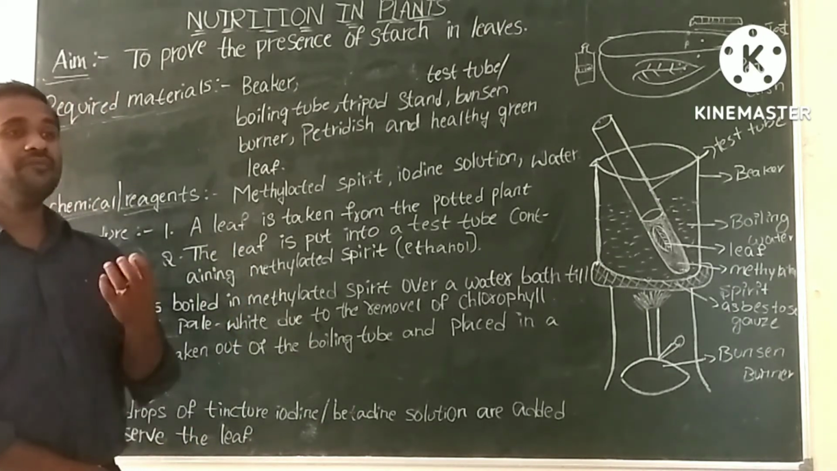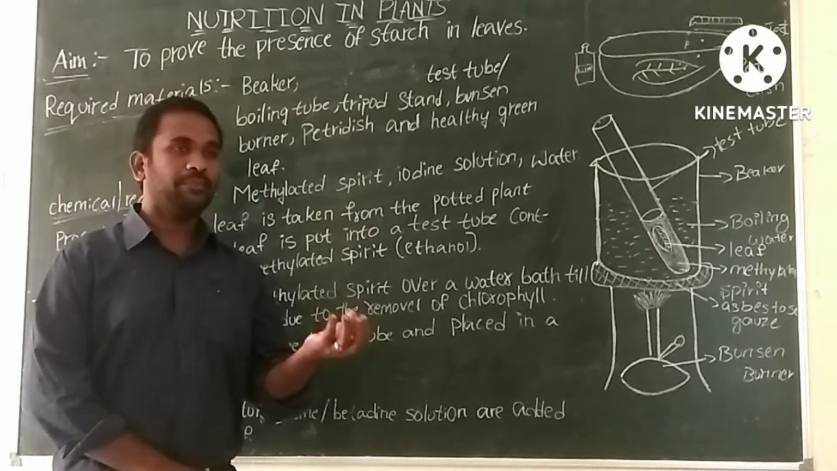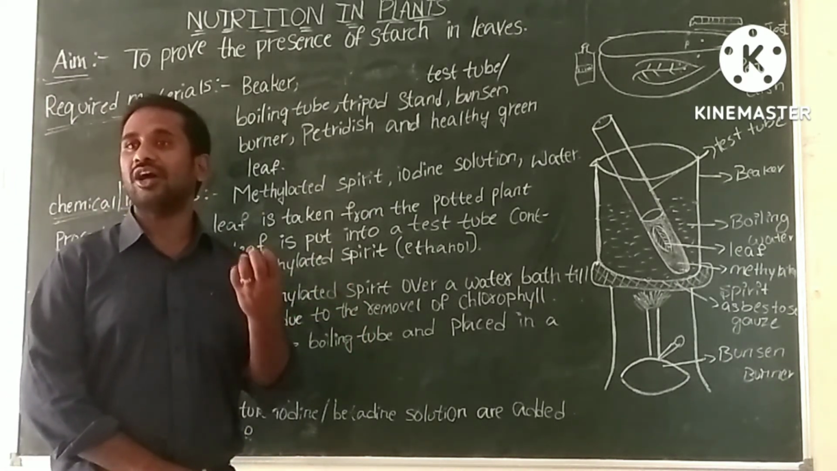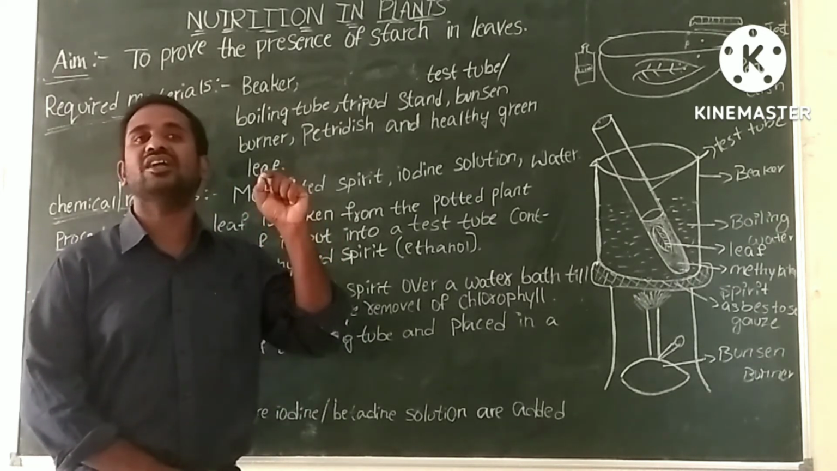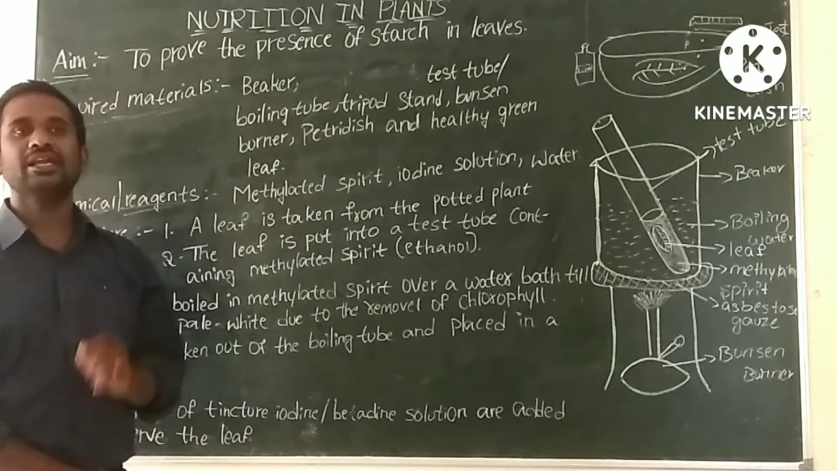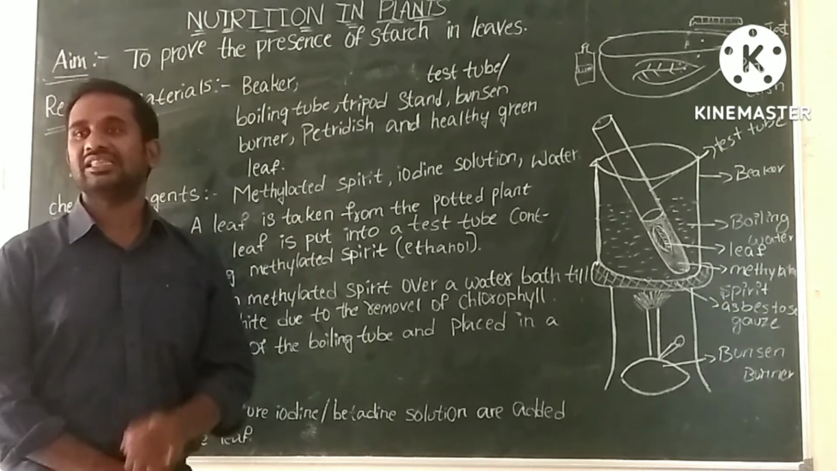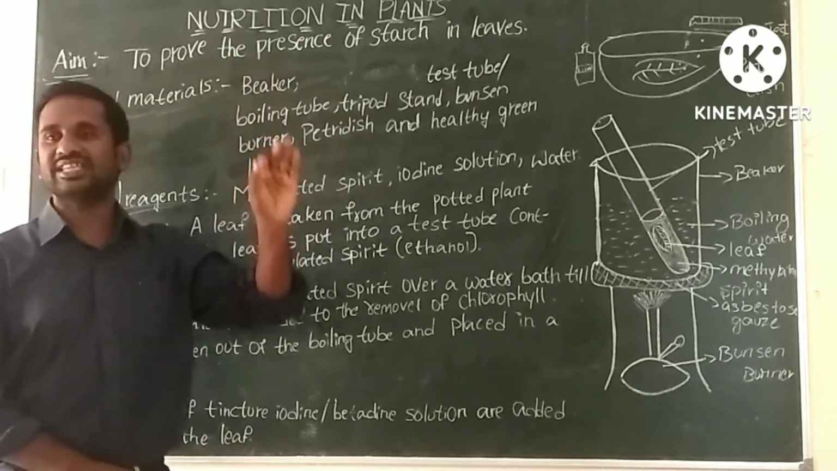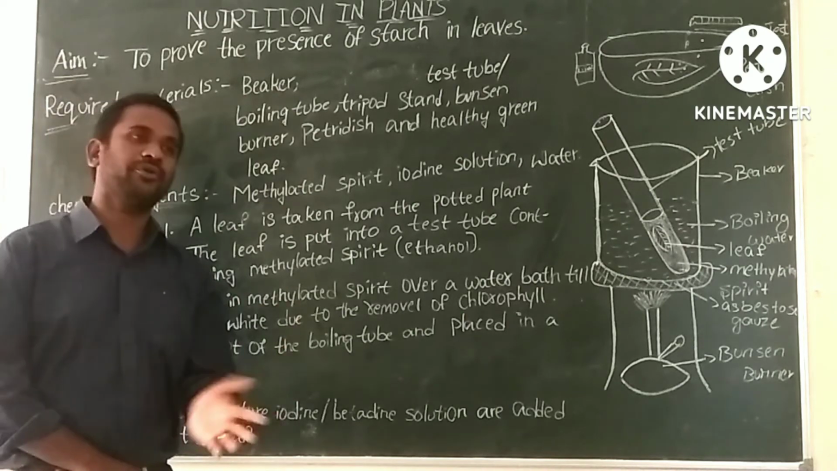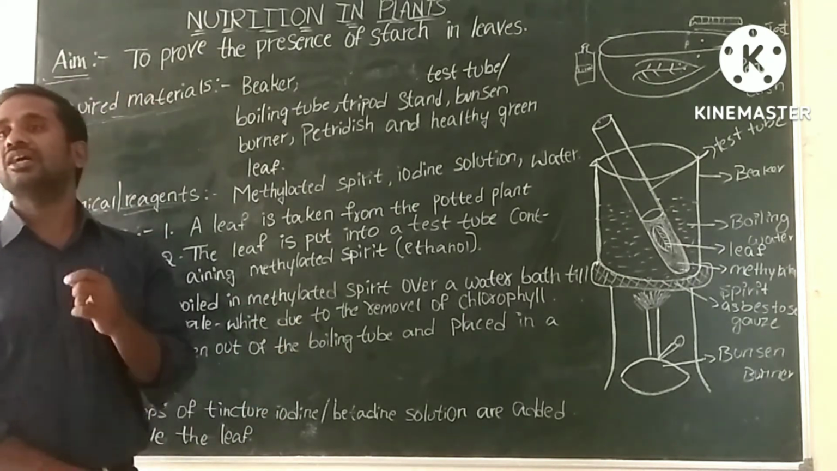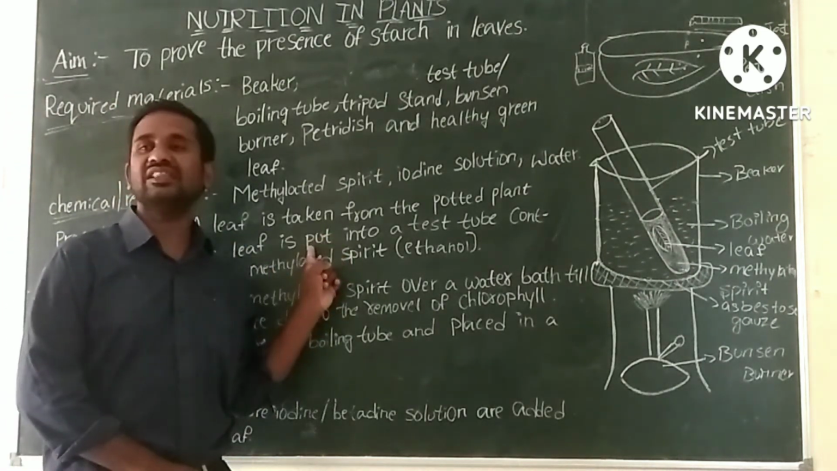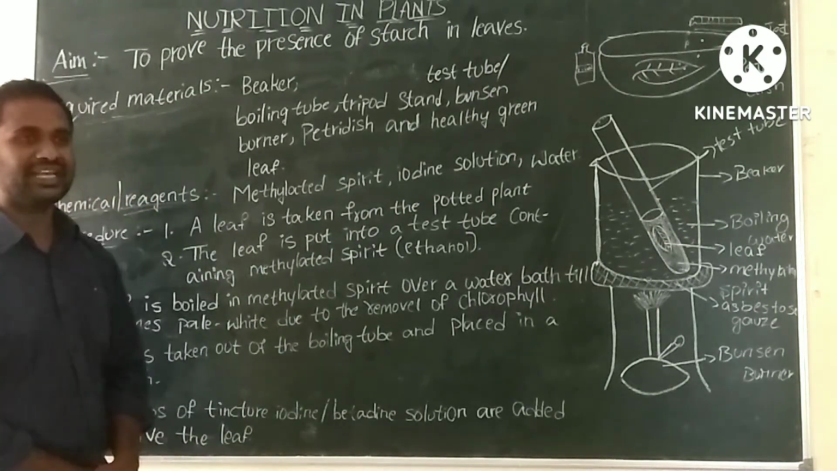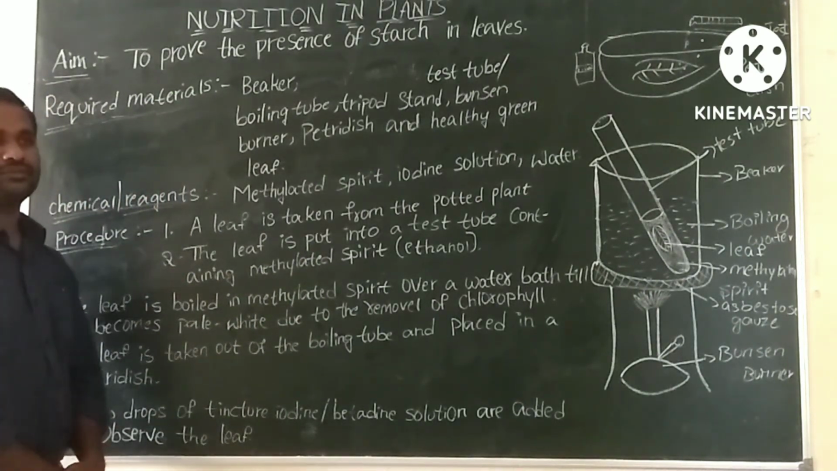Now observation. After pouring iodine drops on the surface of the leaf, we get blue-black color spots on the leaf. It means there is a presence of starch. The starch was prepared in photosynthesis. Easily we can prove it. The result is that the leaf contains starch. We proved this with the help of this experiment, the iodine test. Do you understand? Yes, sir. Any doubts? No, sir.